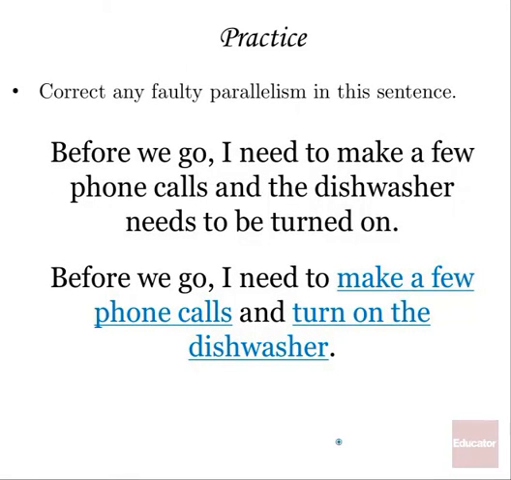Here we are. Before we go, I need to make a few phone calls and turn on the dishwasher. Your clue in the previous sentence was the passive voice. The dishwasher needs to be turned on. The dishwasher needs to have something done to it. Well, why not just say, I need to do two things. I need to make a few calls and turn on the dishwasher.